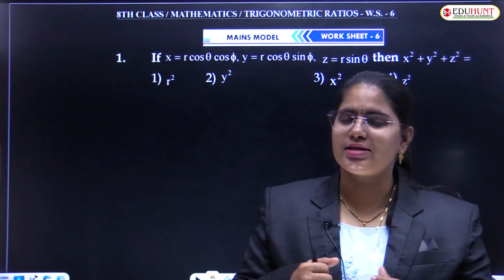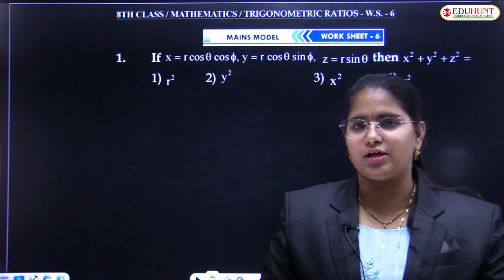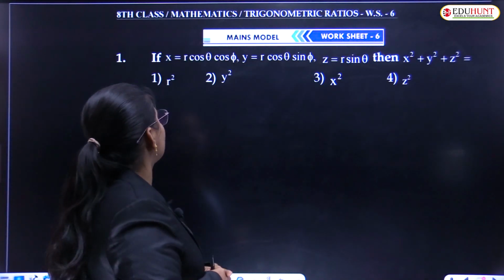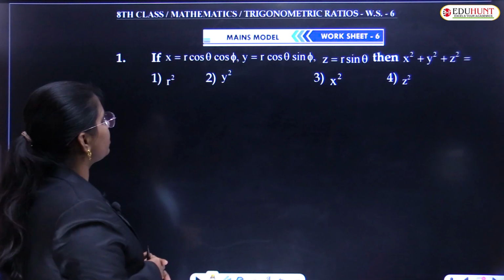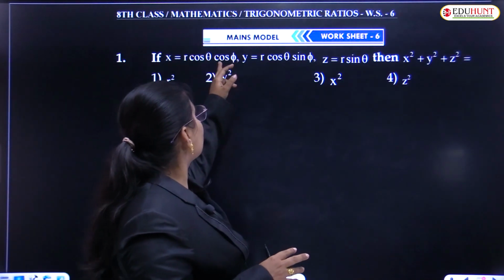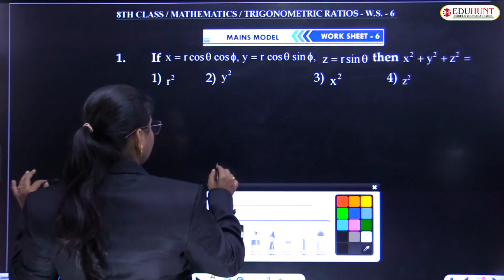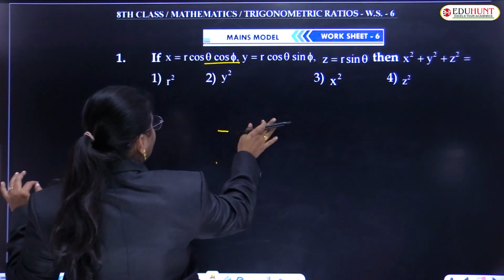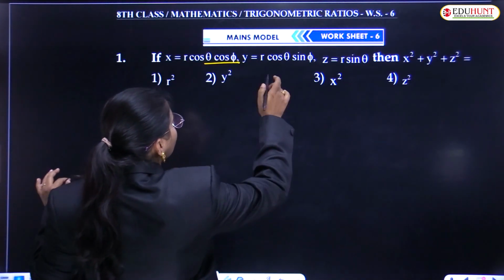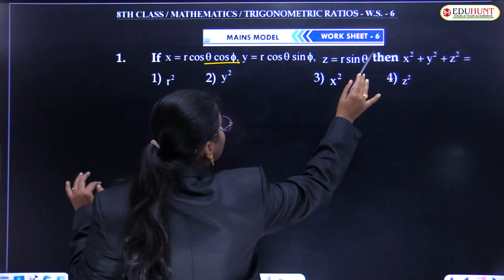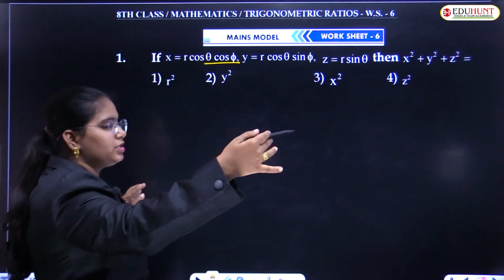Let's solve one question so that you have clarity. What is the first question? If x is equal to r cos theta cos phi, this is the symbol of phi, right? Similarly, y is equal to r cos theta sin phi, z is equal to r sin theta, then find x square plus y square plus z square.